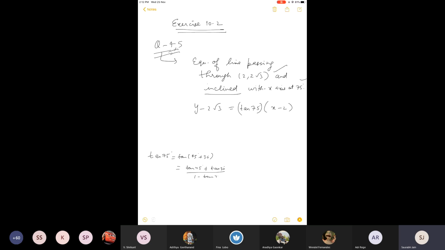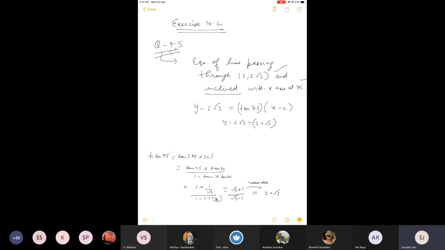So this will come out to be (1 plus 1 by root 3) upon (1 minus 1 into 1 by root 3). Overall this value will be (root 3 plus 1) by (root 3 minus 1). And when you rationalize it, I'm not writing all these steps, you do it yourself. I get this value as 2 plus root 3. So I can put this value here.